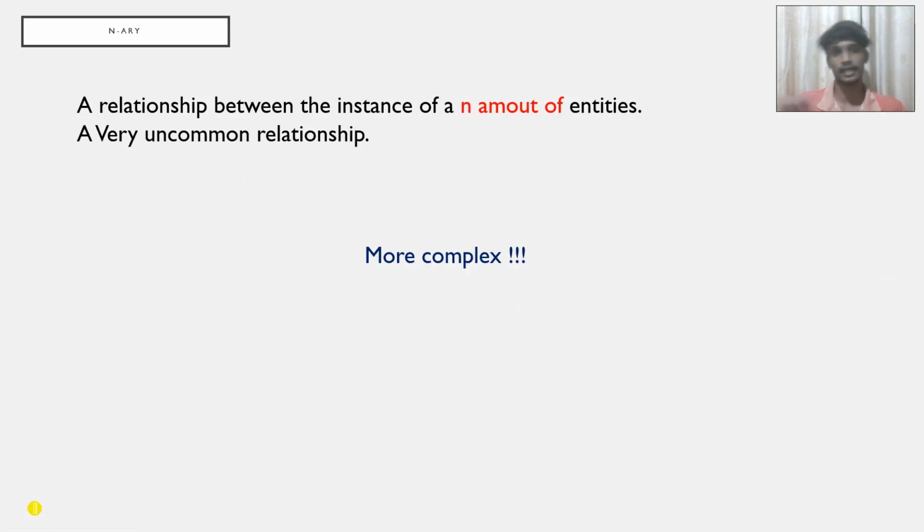Okay, so in n-ary, a relationship between instances of n amount of entities. So in the unary there was only 1, binary 2, then ternary 3, then quaternary 4. Likewise, if we follow this sequence, there will be an n amount of entities in the relationship. So it is known as n-ary and it is more complex.